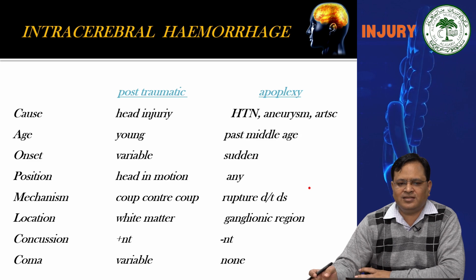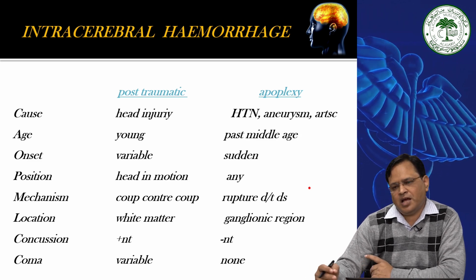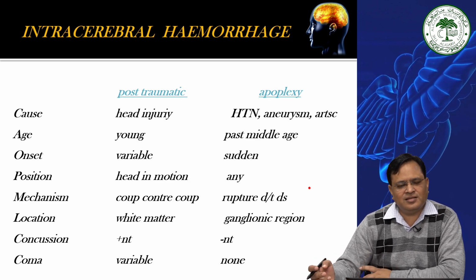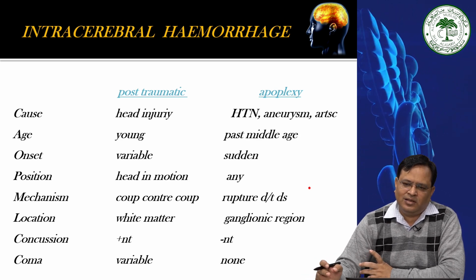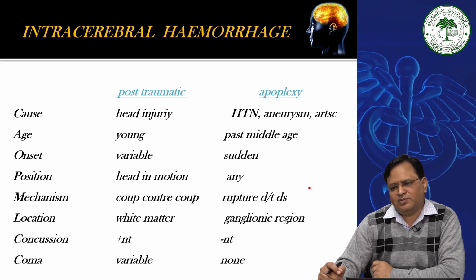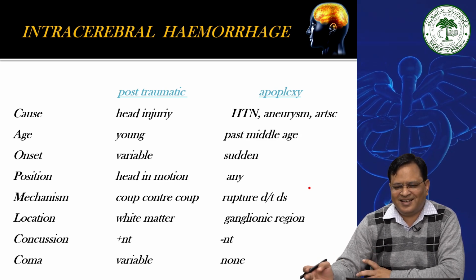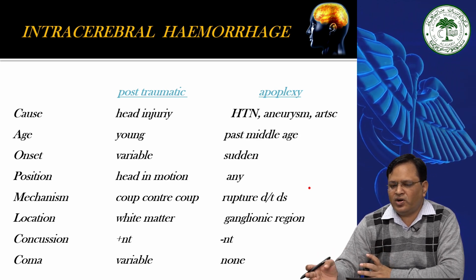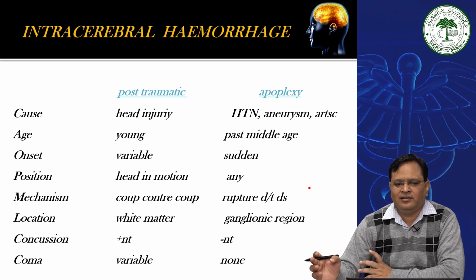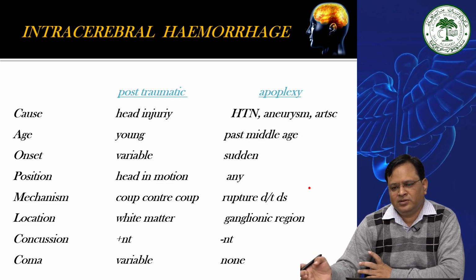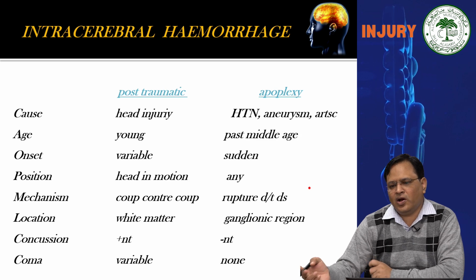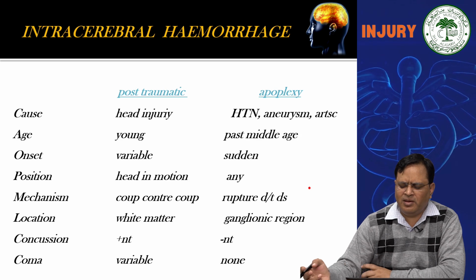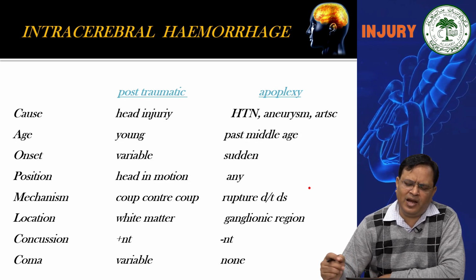If it is spontaneous, it can be caused by hypertension, aneurysm or aortic diseases, atherosclerosis we can say. Age: past middle age, and onset is sudden. Position: any. If it is spontaneous, not traumatic, then mechanism is rupture due to disease, location is ganglionic regions, concussion is generally absent, coma is present, or sometimes the patient will end up in coma.